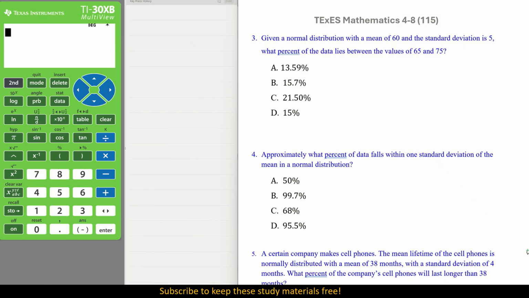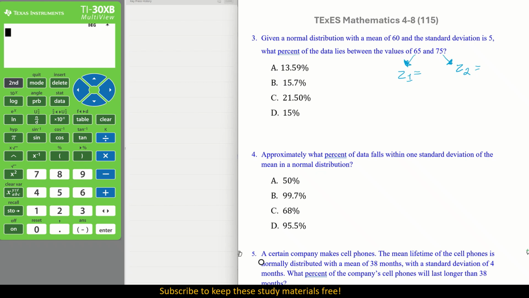Number 3: given a normal distribution with a mean of 60 and a standard deviation of 5, what percent of the data lies between the values of 65 and 75? Okay, so what we need to do is find ourselves some z-scores. I'm going to say this is z1, and this one will be our z2. We find out what those equal, and then we have something to work with to set up our difference to get our percent.